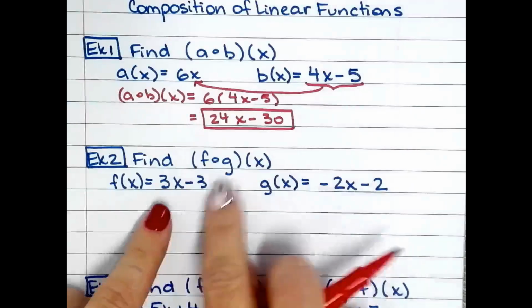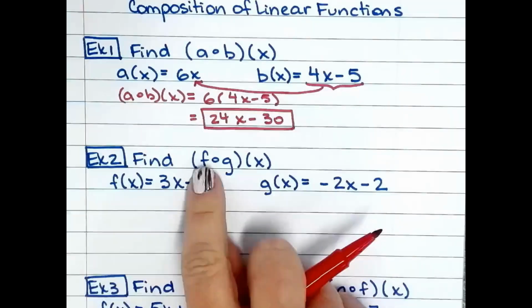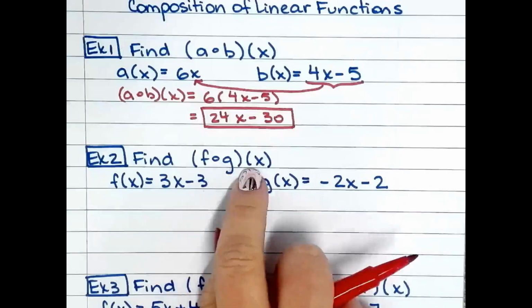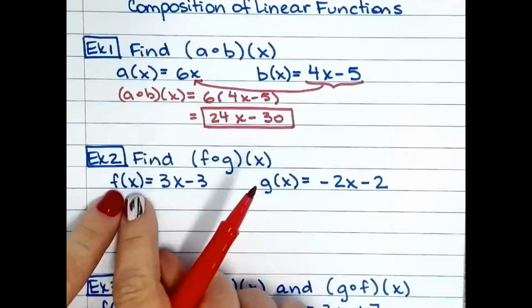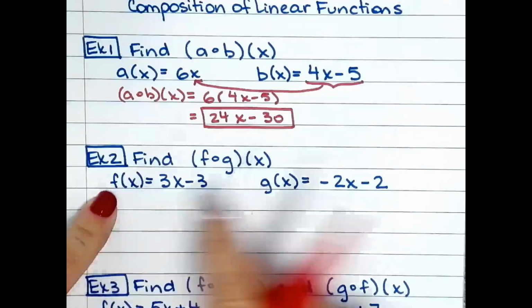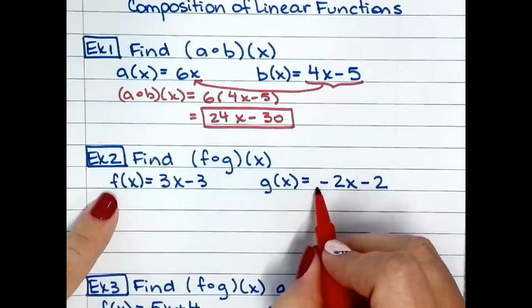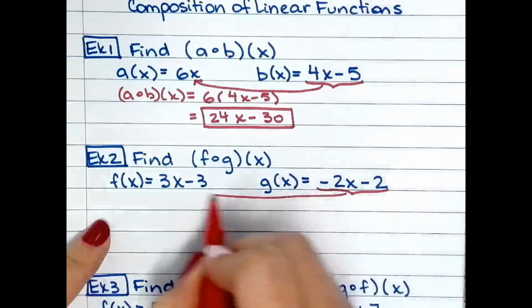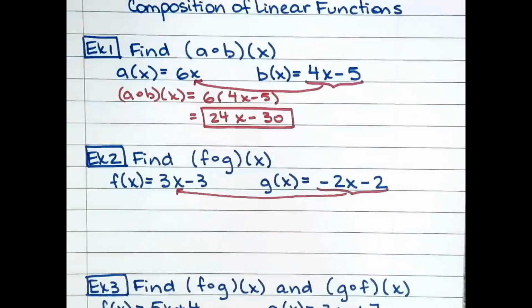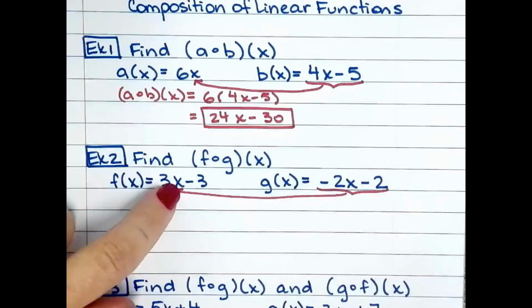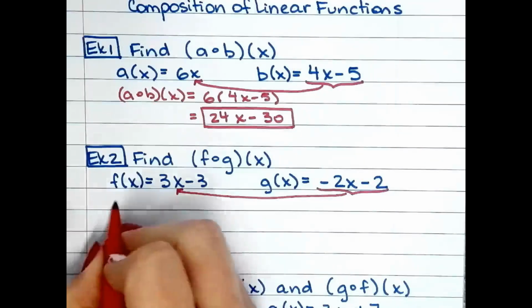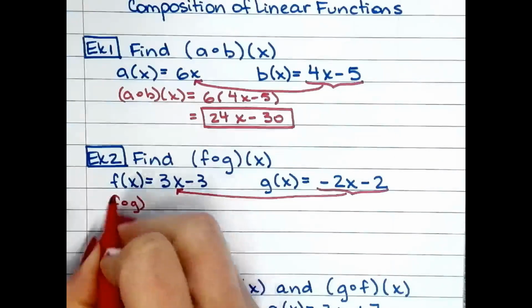So the next one, we're following the same idea. I have to find F compose G of X. So we're going to start out with the function F, because it's F compose G. So you're going to take the G function and substitute that right there for X. So you're not multiplying, you're just substituting this value for X. So F compose G of X.